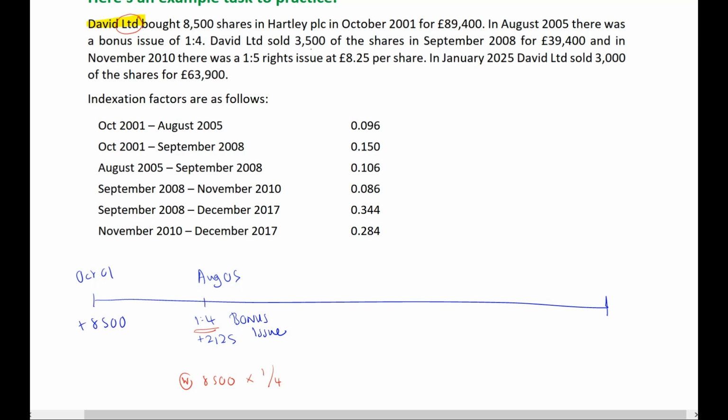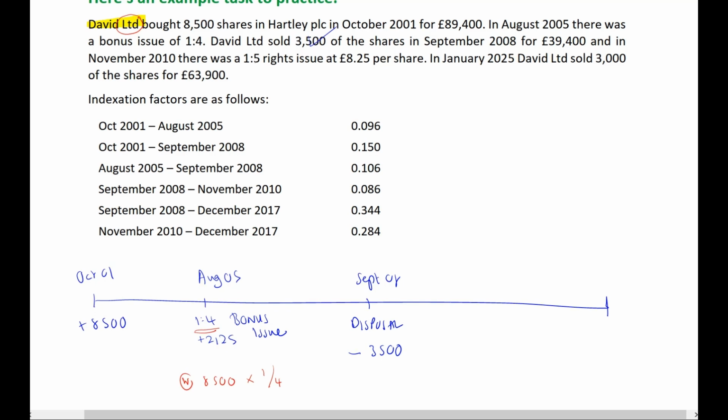Then David sold some shares in September 08. So we have a disposal. 3,500 shares were sold there. And in November 2010, there was a 1 for 5 rights issue.